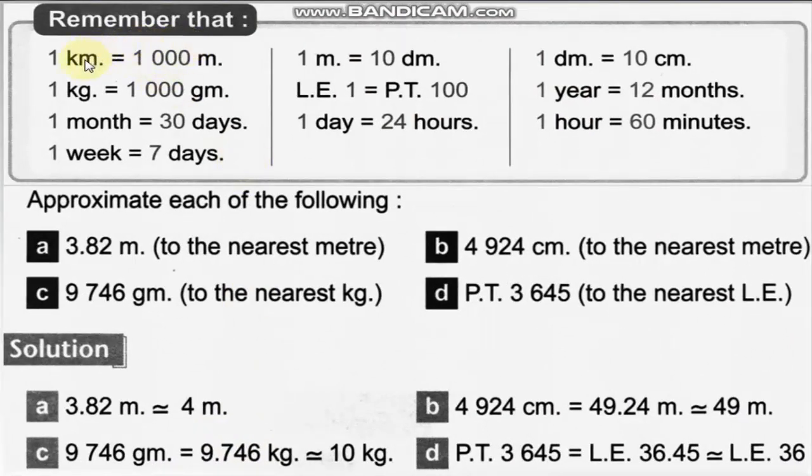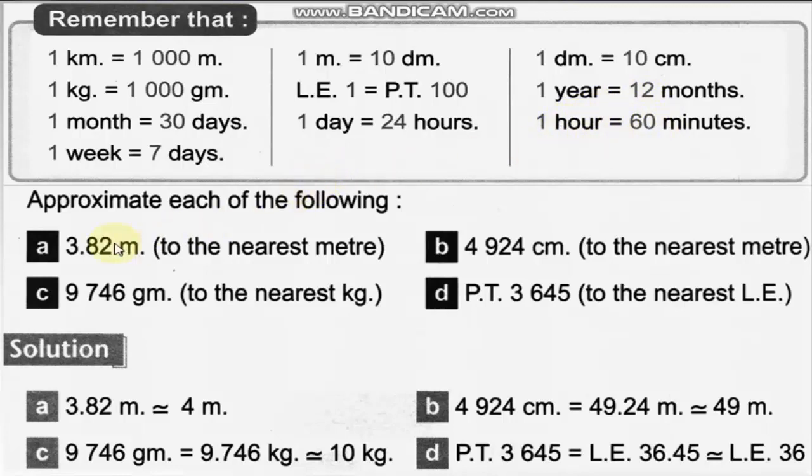Remember that 1 kilometer equals 1000 meters. 1 kilogram equals 1000 grams. 1 month equals 30 days. 1 week equals 7 days. 1 meter equals 10 decimeters. And 1 decimeter equals 10 centimeters. 1 pound equals 100 piasters. 1 day equals 24 hours. 1 year equals 12 months. And 1 hour equals 60 minutes.